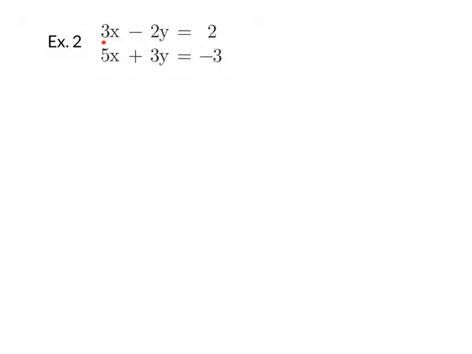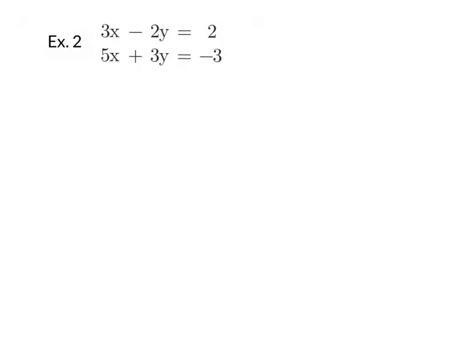Looking at their coefficients, I have a coefficient of 3 and a coefficient of 5. The least common multiple of 3 and 5 is 15. And if both of these terms had a coefficient of 15, well then when I subtracted the two equations, the x's would drop out.